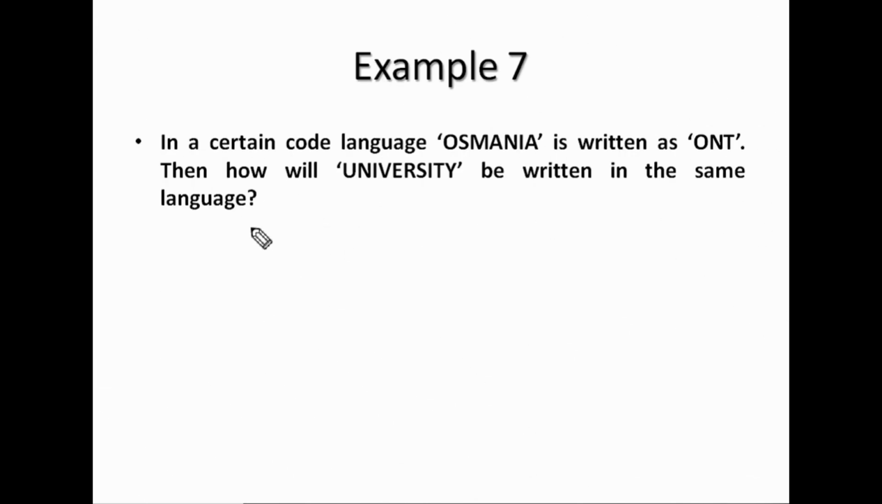Next example. Here the word is Osmania, and its code is ONT. So in the previous case, the number of letters increased, but here the number of letters is less. In the previous case, the number of letters in the code word was more than in the hint word, but here the number of letters in the code word is less than the number of letters in the hint word.